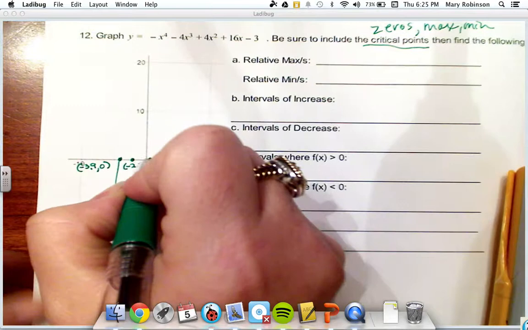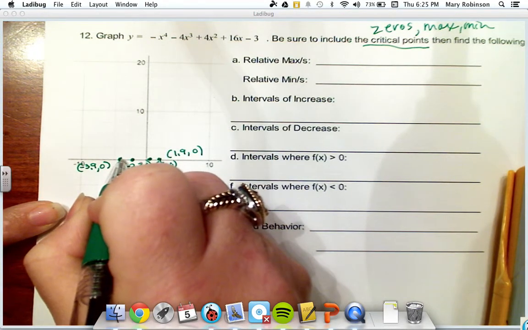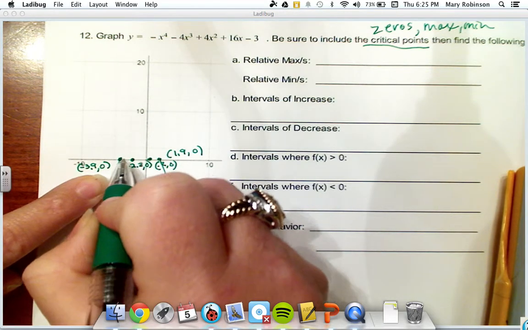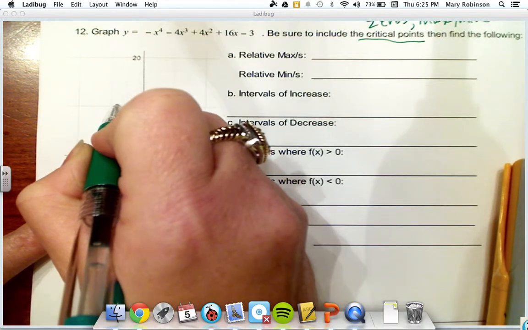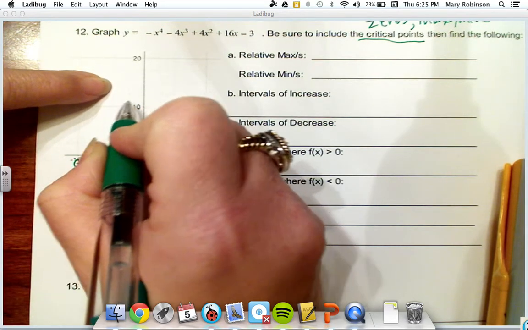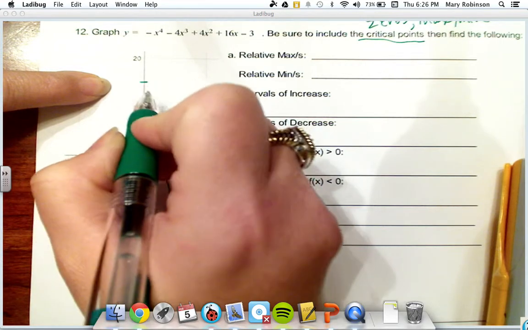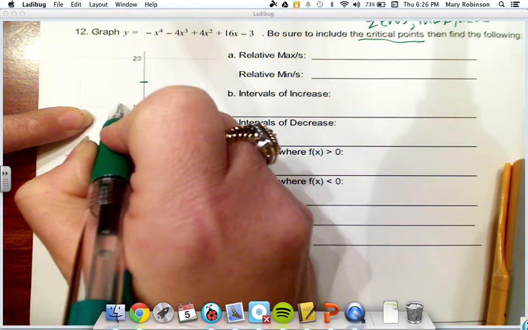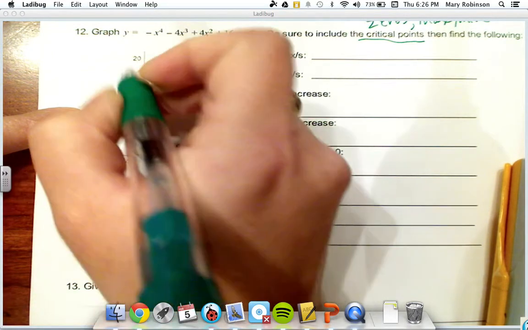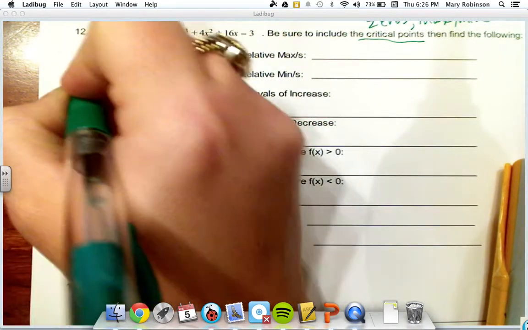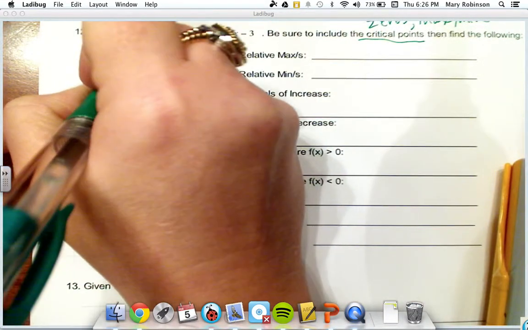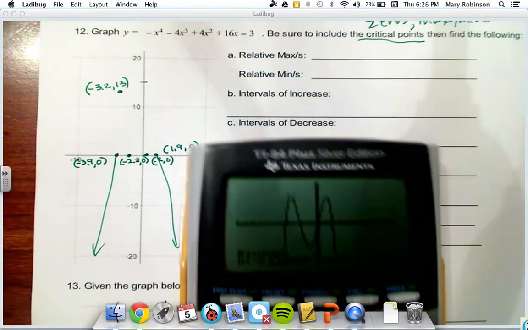So I'm going to go over here to what might be about negative 3.2. So I know it's before this x value of negative 3.9. And I'm going to go up to about, there's 10, that's 20. So halfway between, I know that's 15. So I can kind of estimate there, right? So 10, 11, 12, 13. And that's good enough. Negative 3.2, 13. Then I'm going to do it again.